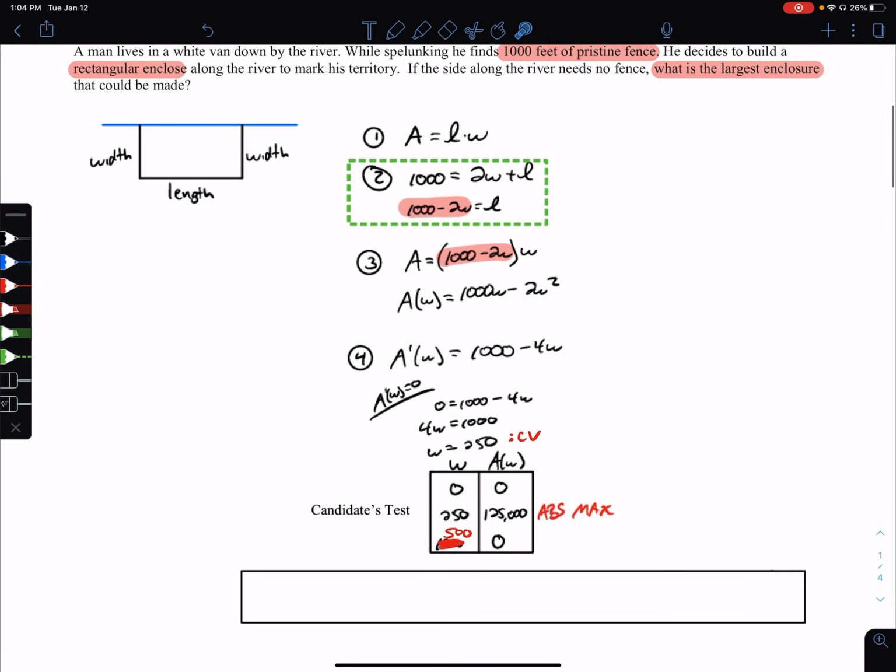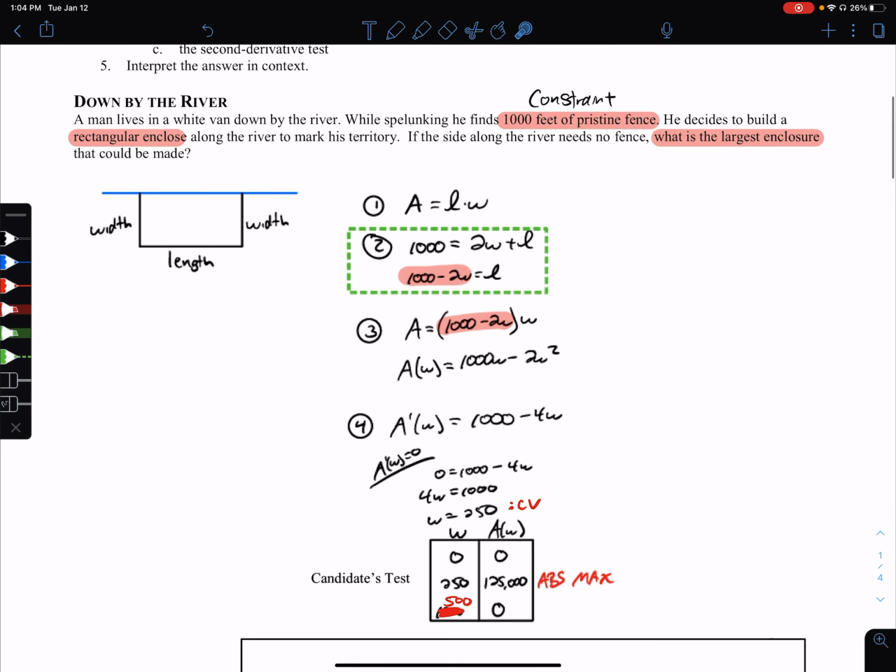So if you use your equation for area and you put 0 into this, you're going to find that the area is 0. If you put 250 into this, you're going to find the area is 125,000. If you put 500 into this, you're going to find that the area is 0 once again. That gives us the absolute maximum of 125,000. That's the biggest number. And then the last step, interpret the answer in context.